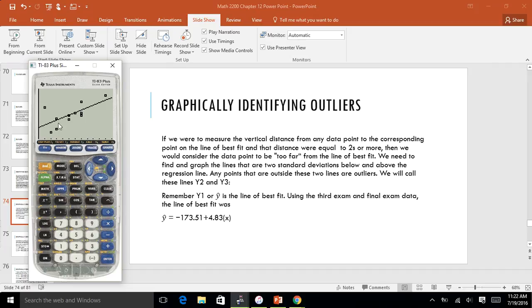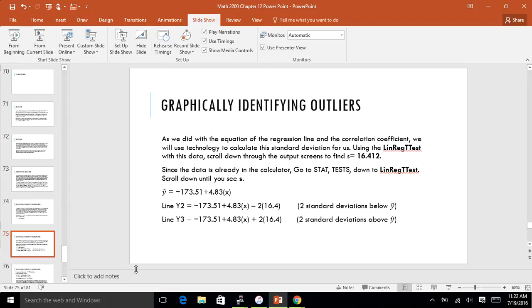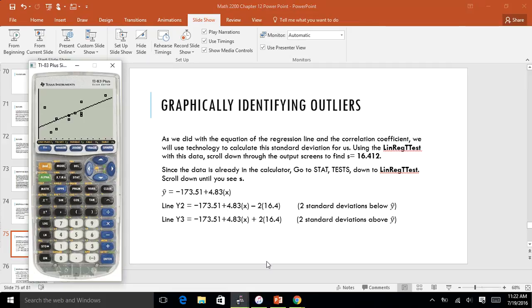The next thing I need to do is find the 2 standard deviations above the line of best fit and below the line of best fit. So I'm going to go stat, over to test, and scroll down to LinRegTTest, and it's right here. For me, it's E on my calculator. I hit enter, go down, keep everything the same, and then hit calculate. If you scroll down, you're going to see an S.